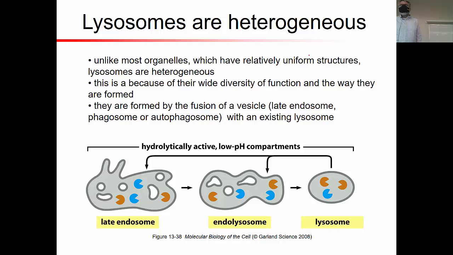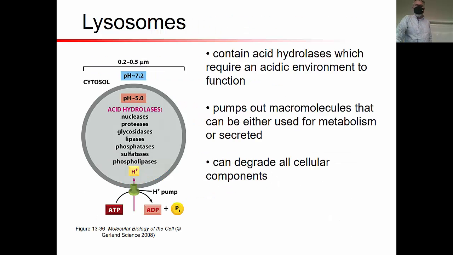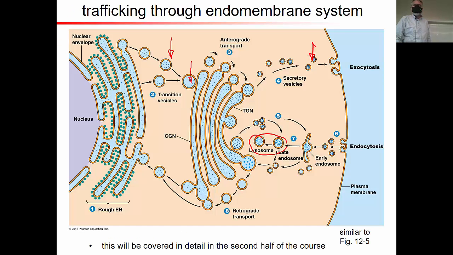So this is a little bit strange. They're what we call heterogeneous, meaning that lysosomes are not all the same. And the reason for that, I'm going to go all the way back to this slide. If you look at the way that a lysosome forms, it starts out as a vesicle, and there are different pathways it can take, and that matures, and the vesicles fuse together, and the vesicles then fuse with existing lysosomes.